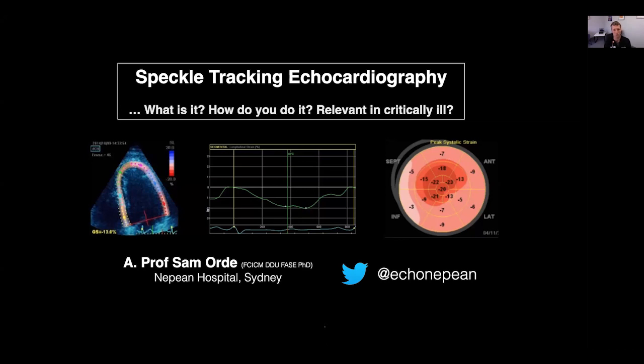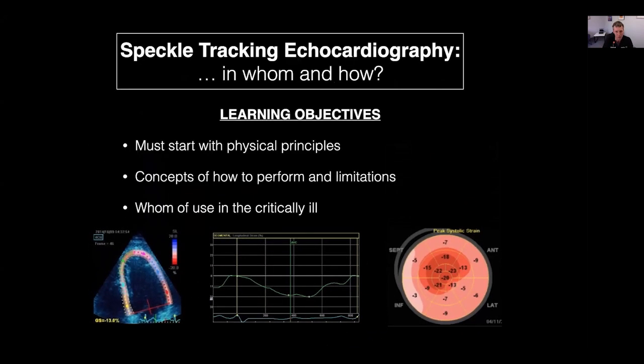We'll talk about speckle tracking echocardiography and particularly its relevance in the critically ill. I hope this is useful. It's a bit of an obscure topic, some might think, but I think it's becoming more widespread. Okay, so we'll go over a few physical principles of speckle tracking, and then talk about how to actually perform some of these measurements, and most importantly, the limitations. And finally, we'll have a look at how it might, or maybe might not, be of use in the critically ill.